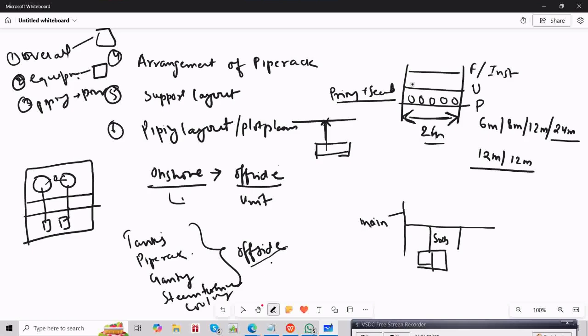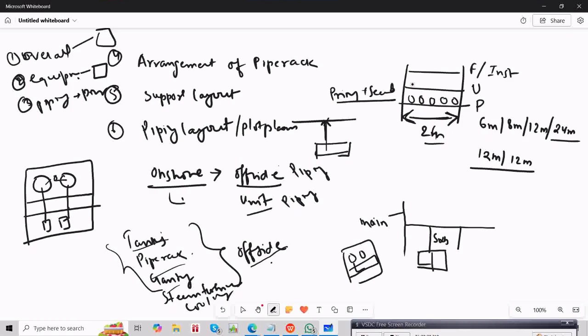Another is called unit piping. It is called offside piping, and another one is called unit piping. Unit piping means inside a unit you have the equipment and pipe rack and all those things, and you are doing the routing. The other one is your tanks, pipe racks, and their routing is called offside piping. This is very boring because everywhere is only straight line, so there is not much work to do.